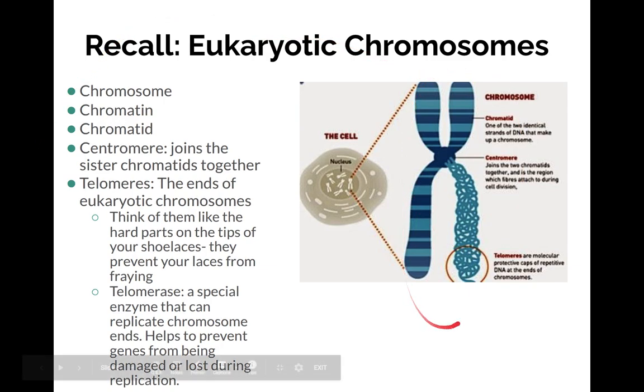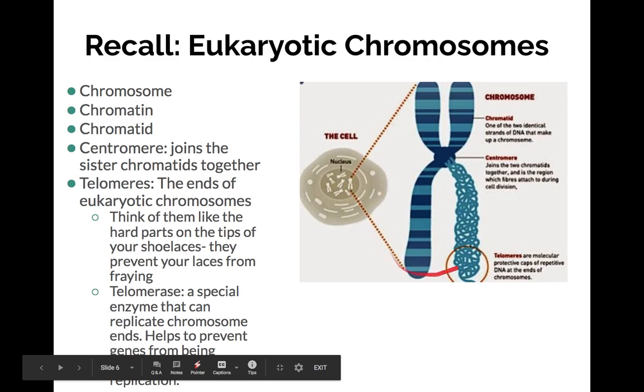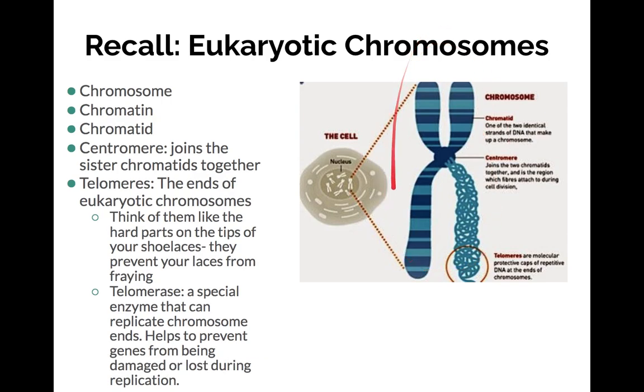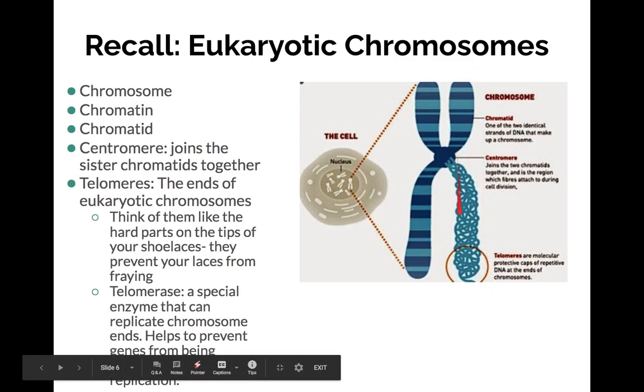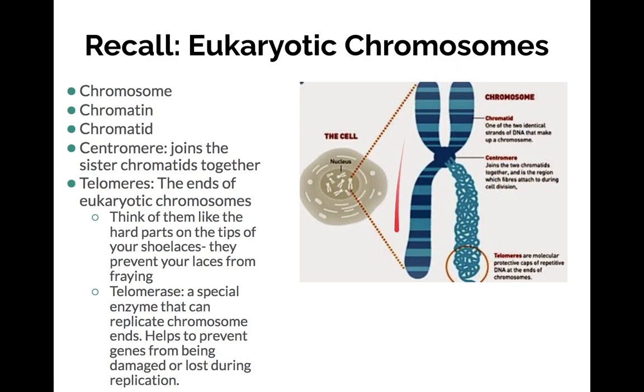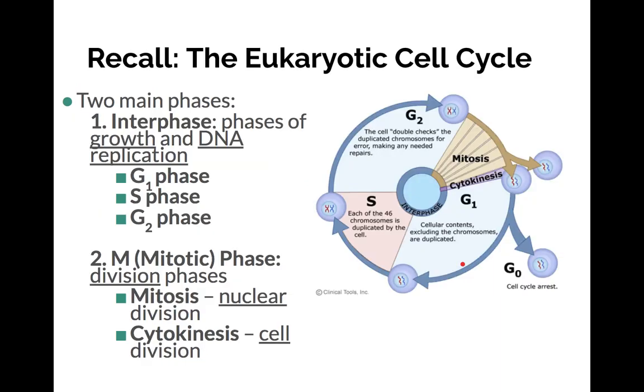So this whole thing here is the chromosome. The chromosome is made of condensed chromatin. So here, all that condensed chromatin is what makes up the chromosome. The chromatids here are kind of like the legs. So this is one chromatid here, and this is one chromatid, so the legs. The centromere is what joins the chromatids together. The telomeres were the ends. And that was our quick review on chromosomes.